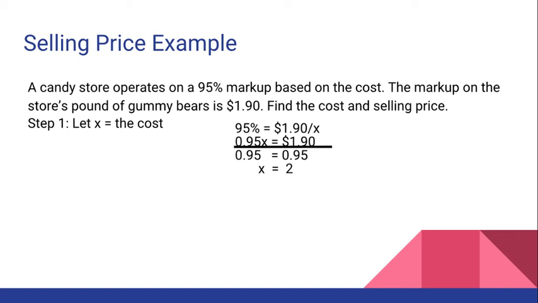So now, selling price practice. This is going to be one of your questions on your check for understanding. A shoe store operates on an 80% markup based on the cost. The markup on the store's Jordans is $35.35. Find the cost and selling price. So you're going to need to complete this problem. It will be one of the ones on your check for understanding.